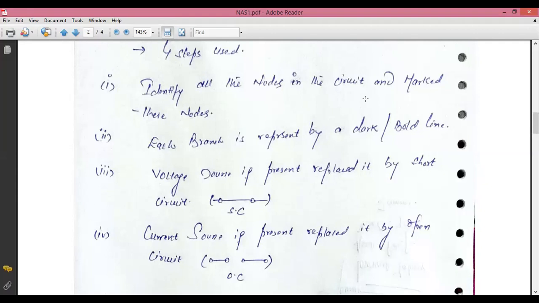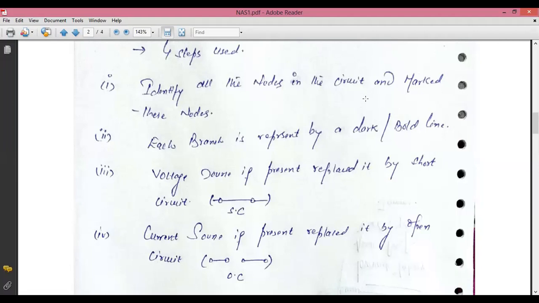And when you convert the circuit into the graph, there are 2 types of graph, an ordinary graph and an oriented graph. In ordinary, the direction of the current is not marked, but in oriented, the direction of the current is marked. So you have to remember that first of all, we have to identify the nodes and mark these nodes. Each branch is represented by a dark line. If there is a voltage source present, replace it by short circuit, and if a current source is present, replace it by open circuit.